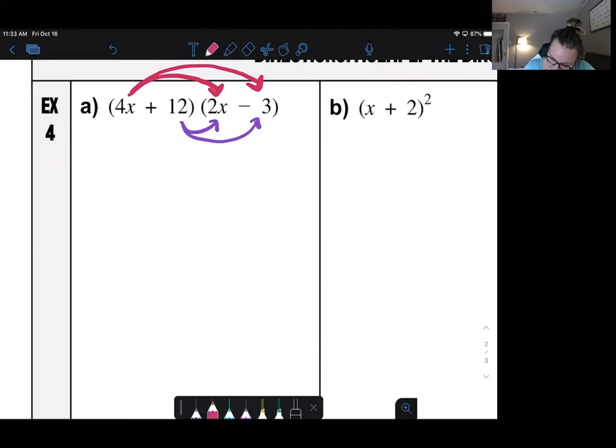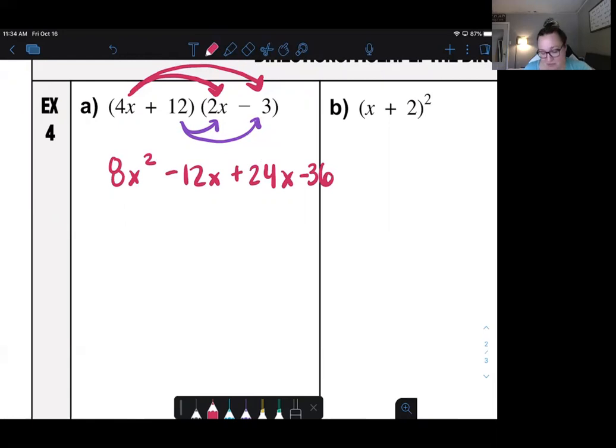4x times 2x is 8x squared. 4x times negative 3 is negative 12x. 12 times 2x is 24x. And 12 times negative 3 is, I think it's negative 36. I'm pretty sure that's right. Okay, I know you're going to send me a message in the chat if I'm wrong, but I'm pretty sure it's 36. All right, 8x squared minus 12x plus 24x minus 36.